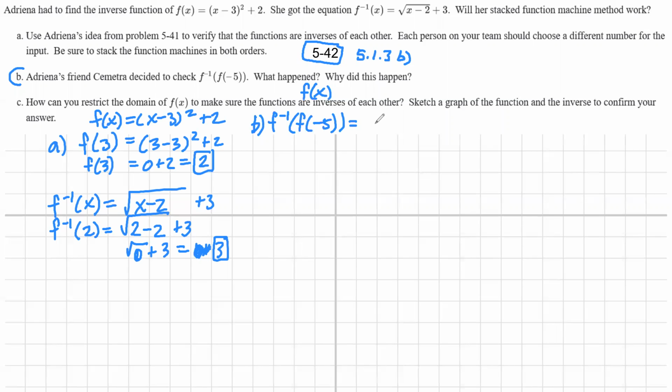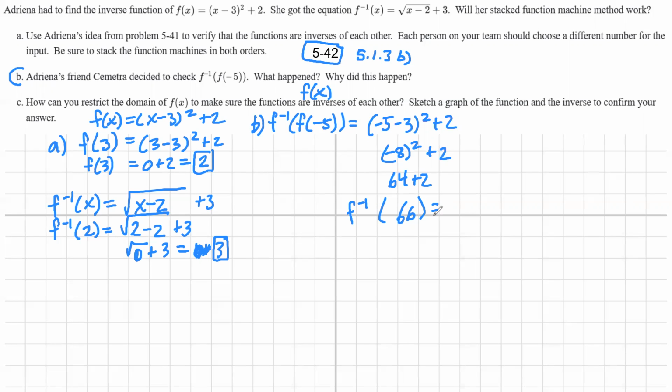So f of negative 5 is (negative 5 minus 3) squared plus 2. Okay, that's the inside. That's just this part. We're not doing this part yet. So when we get this, negative 5 minus 3 is negative 8 squared plus 2. 8 squared is positive 64 plus 2, which is 66. Okay, so now we have to do f inverse of 66 because the value of f of negative 5 is 66. So now we're going to plug that into the inverse function, okay?